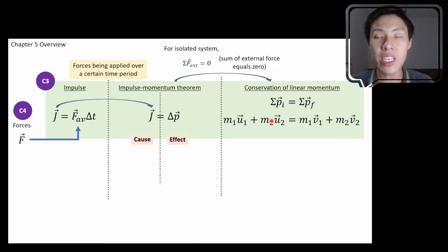So these are the 3 important themes that we will encounter in chapter 3. And we are going to see that chapter 5 is actually structured in a similar manner. So let's go to chapter 5.